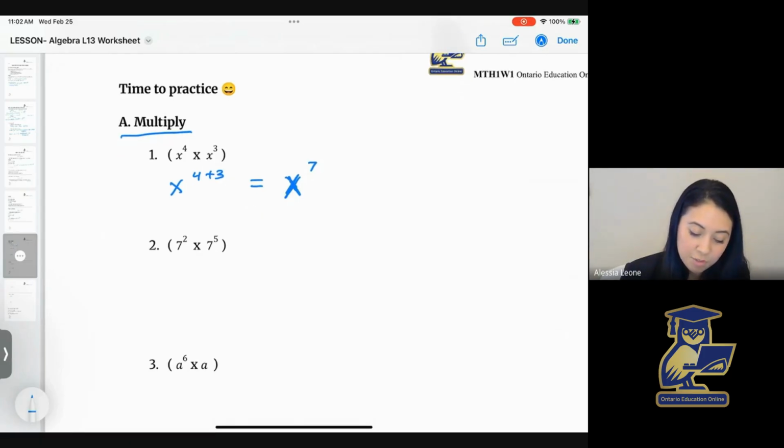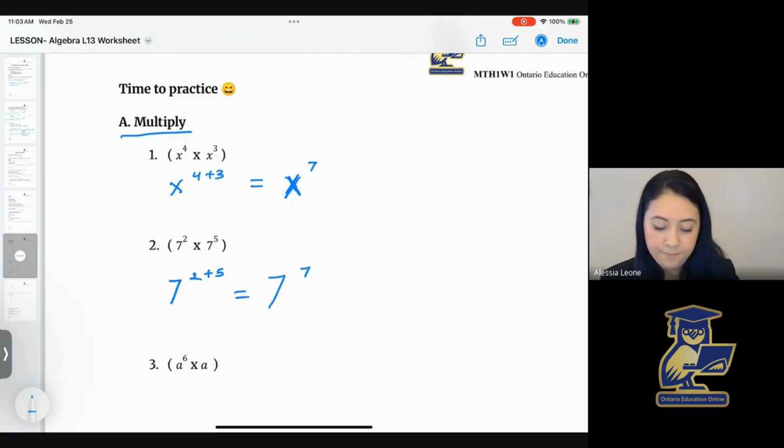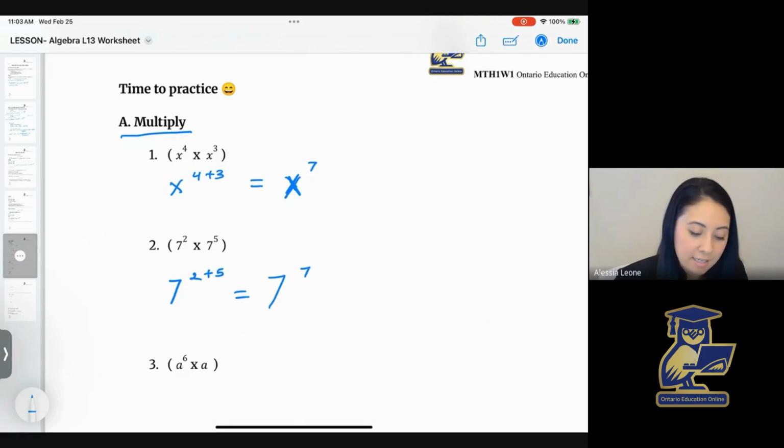Now, number 2, 7 to the power of 2 times 7 to the power of 5. The bases are the same. The big numbers are the same. We know we can add those exponents. Let's do that. 7, and let's add our exponents. 2 plus 5 will give us 7 to the power of 7. And that is our answer.